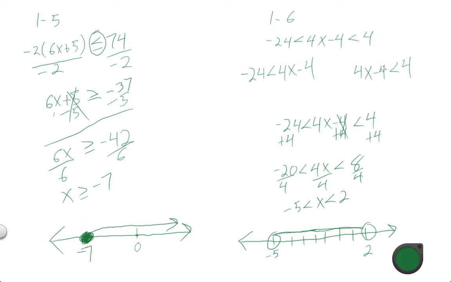If we were to break it down and separate them this way, then we would just add 4 here, add 4 here, and we get -20 is less than 4x. Divide both by 4, and we get -5 is less than x. That's the same thing as right here. And then for this, add 4 to both sides, and we get 4x is less than 8, divide by 4, and we get x is less than 2. So it's the same thing; we just want to put it together down here like this, but it should come out the same. Okay, that's it for 1.5 and 1.6.